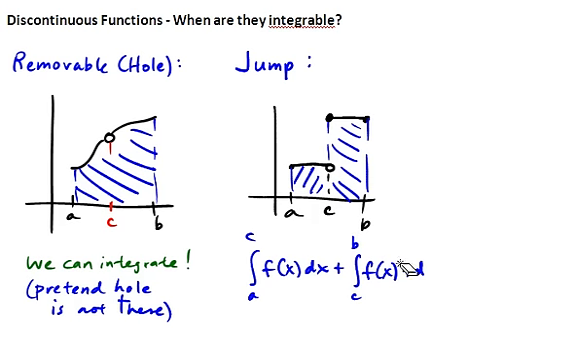As you will see later, there is a property of integrals that when you add two integrals that have the same upper limit and lower limit as these two do, then that will give you the integral from a to b of f of x dx.